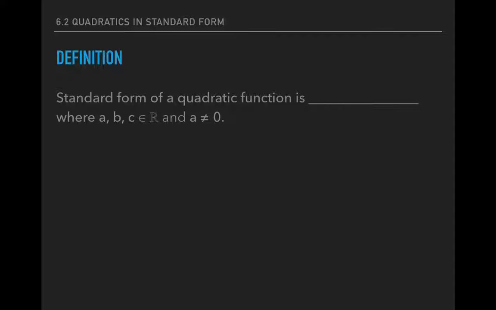Standard form of a quadratic function looks like this: ax squared plus bx plus c. That's the form that you're most probably familiar with seeing them in. A, B, and C are real numbers, and A still cannot equal 0. And we saw previously in our last lesson why that was true.